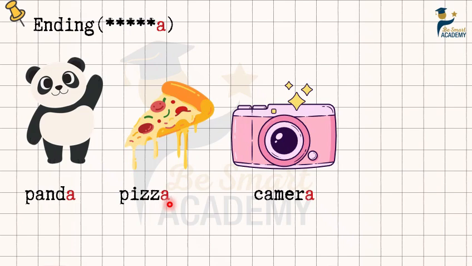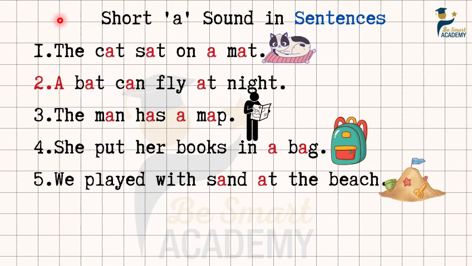Now moving to the final picture, it is a picture of a camera, and you can also notice that if you ignore the first part, you're going to end up having a short sound of the letter A, which is a camera, a camera. And the same note that I mentioned regarding the panda can also be applied here, which is that the short sound of the letter A has also been spotted here in the middle. And now let's practice reading some words that have short A sound in them.